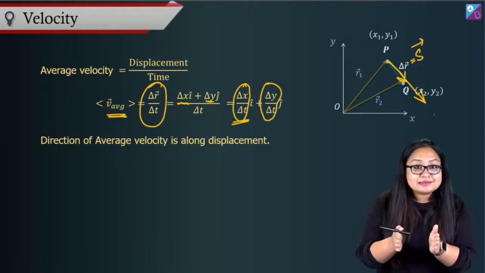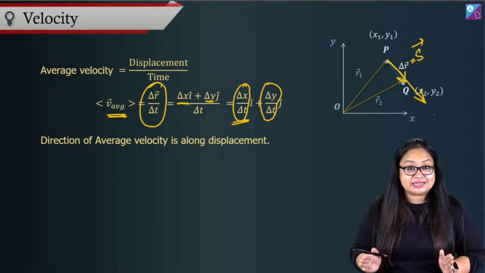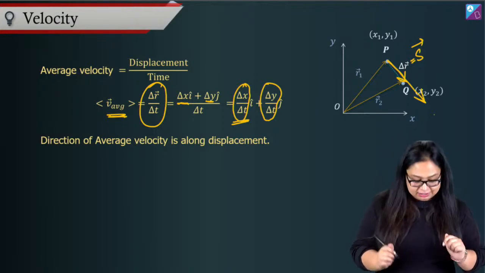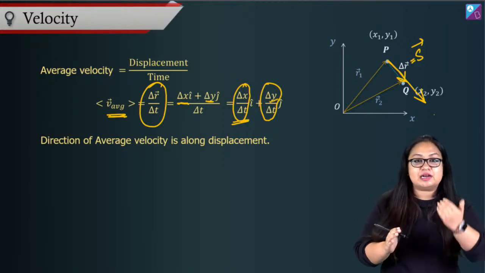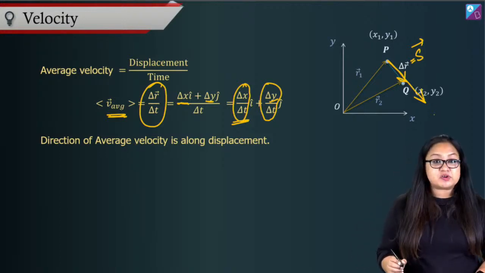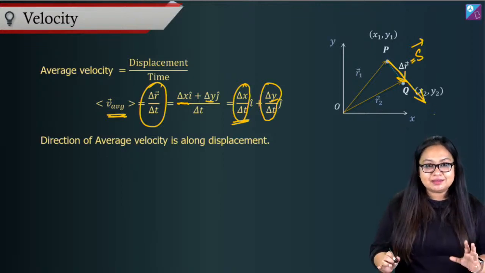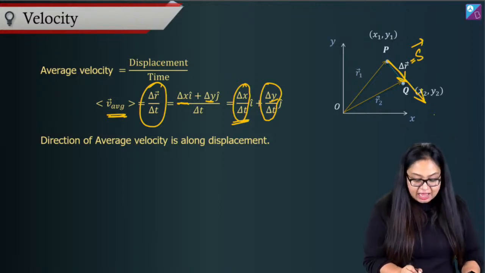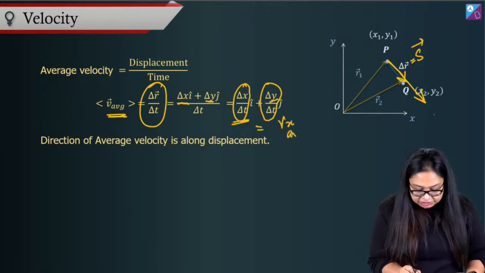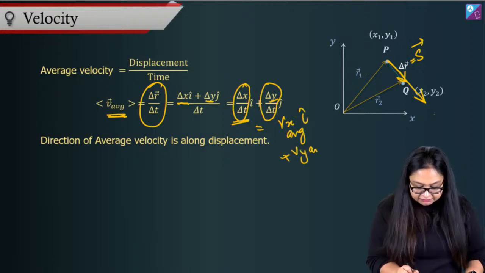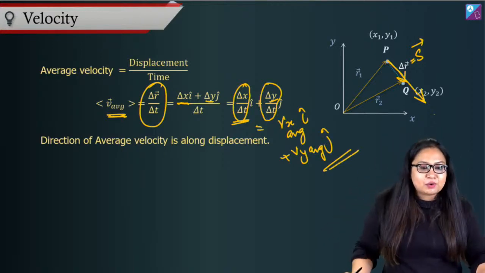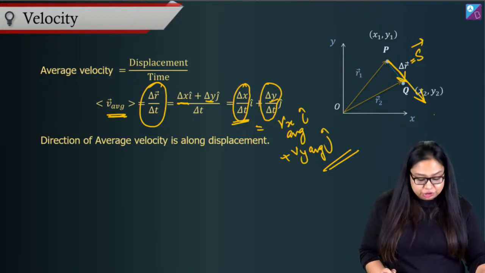Delta x by delta t is velocity's component in x direction, right? Delta x is displacement in x direction, divided by delta t gives you velocity in x direction. Similarly, delta y is displacement in y direction, divided by delta t gives you velocity in y direction. Simple. So this tells me that here we go, average velocity from P to Q will just be Vx i cap plus Vy j cap, or rather I can say that this is equal to Vx average i cap plus Vy average j cap, right? Okay, that's it. Now let's go and let's look at the direction of average velocity, right?